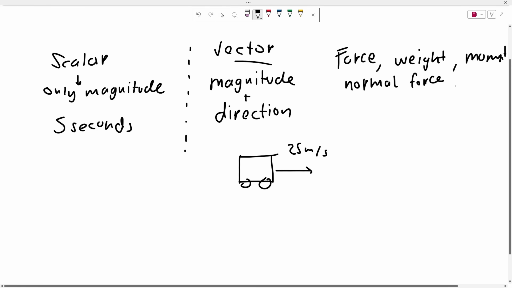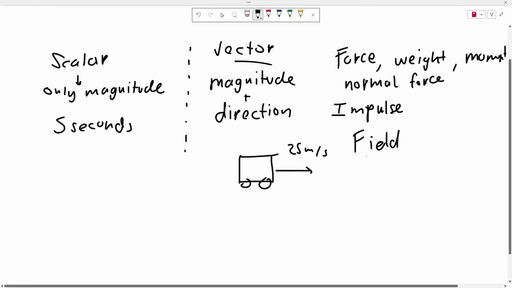Momentum is another vector quantity. You know that impulse deals with force, so it's another vector quantity. And you know that any type of field is a vector quantity. So for example, a gravitational field, a magnetic field, an electric field, they are all vector quantities because fields have direction.